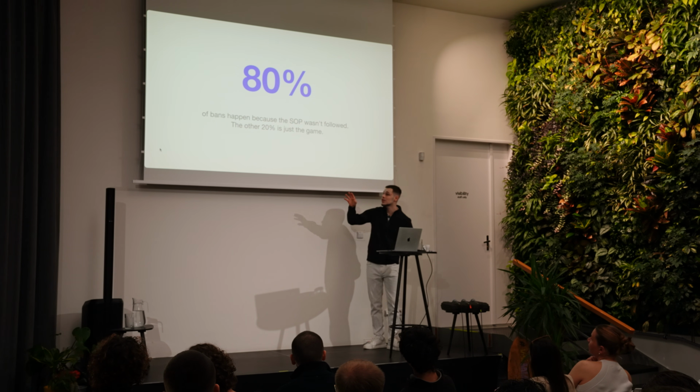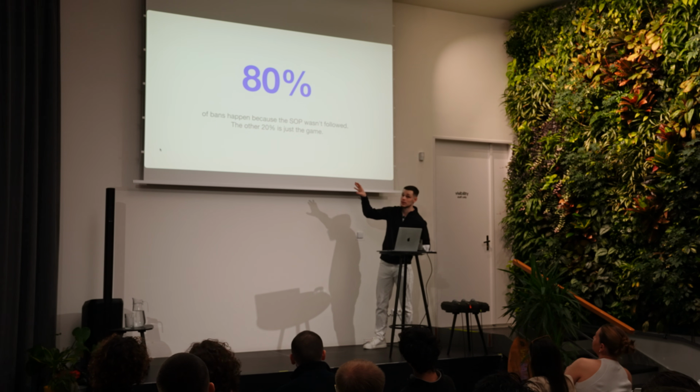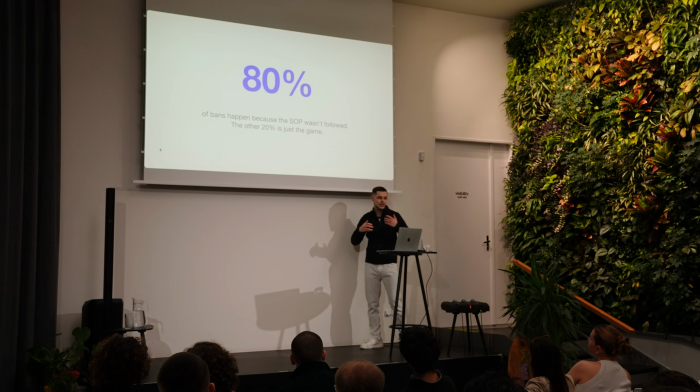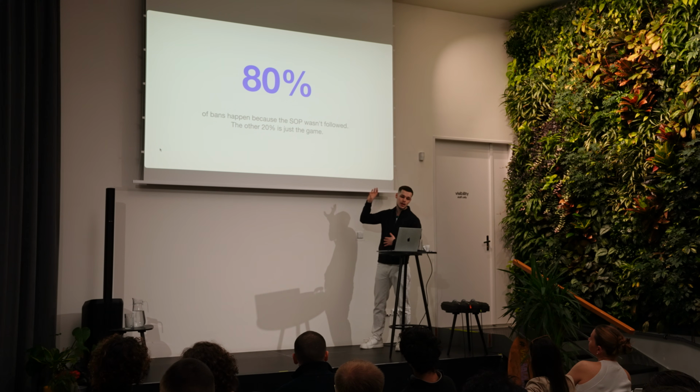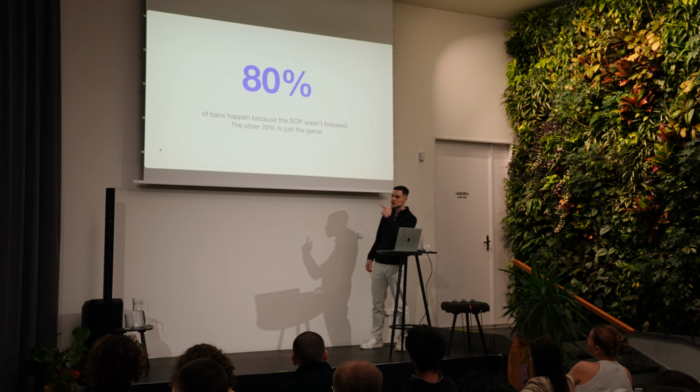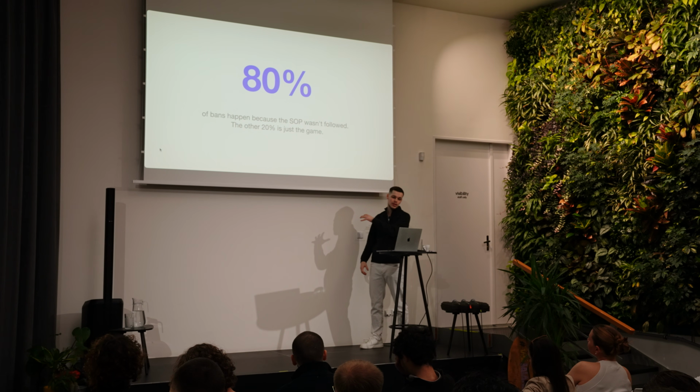80% of bans happen because this exact SOP that I just showed you for free, more or less, was not followed. The other 20% is the game, right? You just get unlucky. You post a video that was a bit too sexual. Sometimes you have to, right? Bottom of funnel, sometimes you show a bit of body. But 80% of the bans are preventable by following this SOP. It's effort, it costs time, money, and energy. But this is how you prevent 80% of bans, literally.